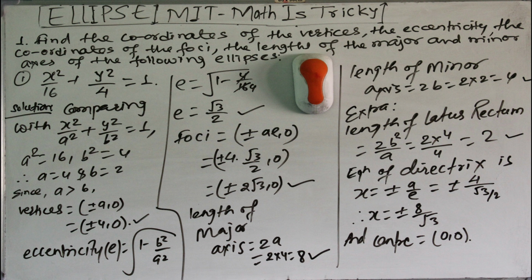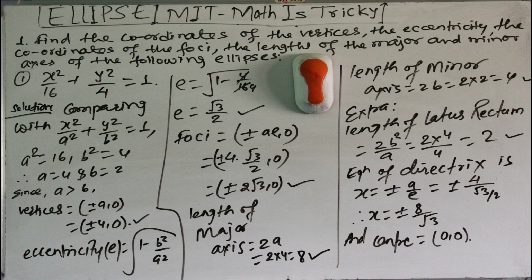We can see easily that a is greater than b. It means the coordinates of vertices will be given by plus minus a comma 0, that is plus minus 4 comma 0. Eccentricity is the square root of 1 minus b square by a square. By simplification we get e equals root 3 by 2. Now the coordinates of foci will be plus minus ae comma 0. Put the value of a as 4 and e as root 3 by 2. By simplifying we get foci equals plus minus 2 root 3 comma 0.